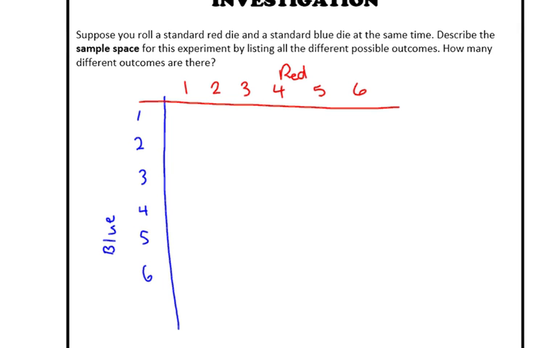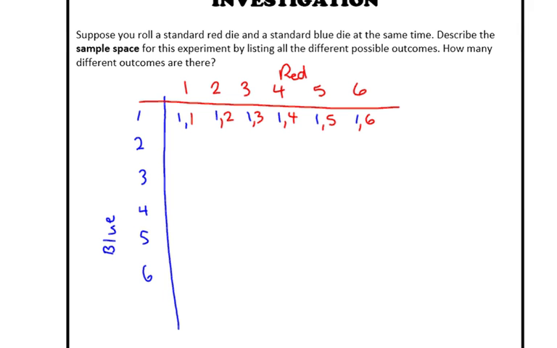So for example, I could roll, I'll put the blue first, a blue 1 and a red 1. A blue 1 and a red 2. Do you see how these line up? A blue 1 and a red 3. A blue 1 and a red 4, 5, and 6. So that's one set of combinations. And by making this chart, I can come up with all the combinations.